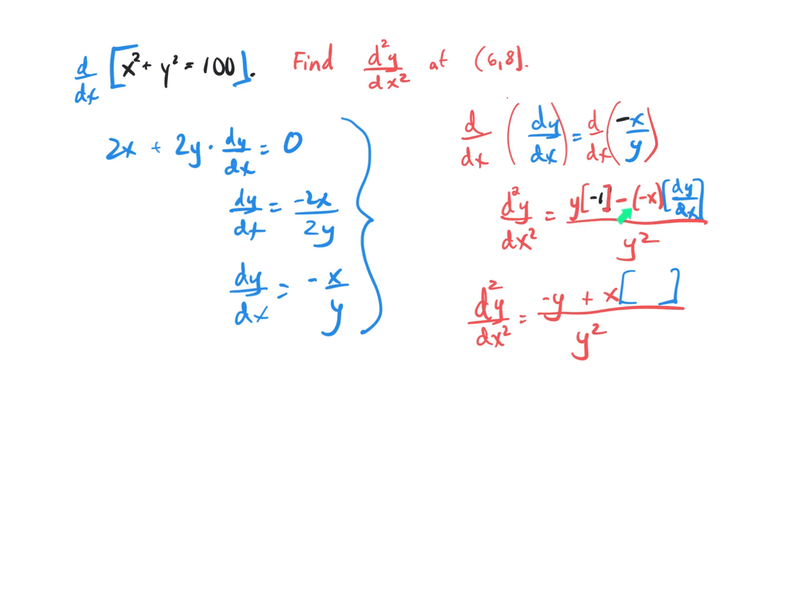So that's a negative y plus x times dy/dx over y squared. And dy/dx we already know is negative x over y. So let's do that substitution. And finally, let's simplify a little bit. I'm going to multiply by y over y. Why, you ask? To get rid of this y in the denominator. So let's distribute that.